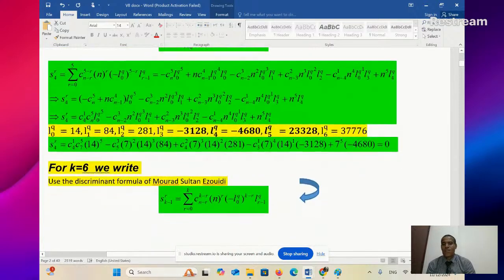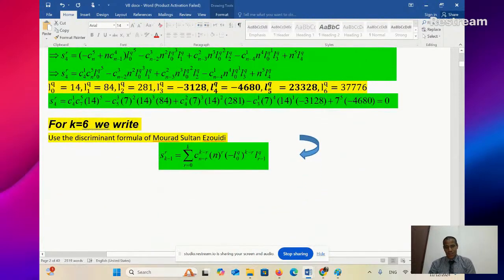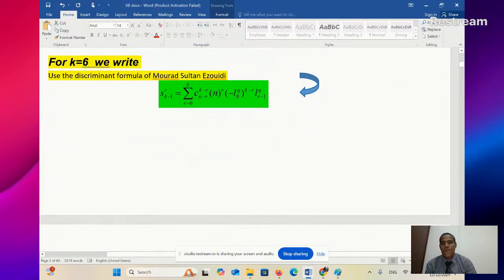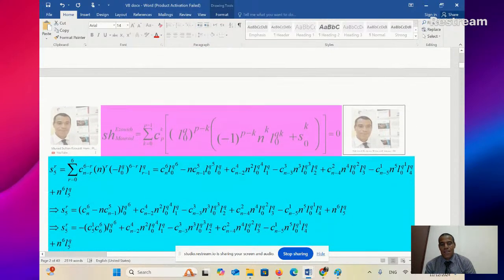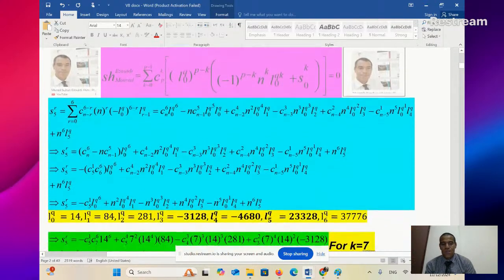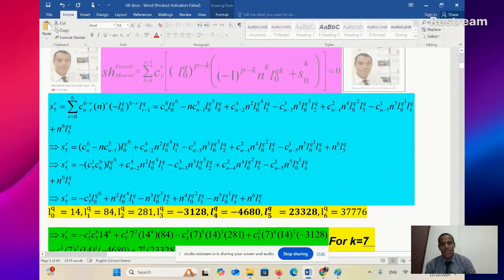Okay. Now, learners, we need also to find S5, okay, the sixth coefficient of your new 7-degree polynomial equation. To continue finding it, you should put k equals 6, okay, in the discriminant formula of Murad Sultan Ezouidi, the Tunisian mathematical researcher, and after substituting, it's a chance for you to apply this formula that will help you to find the coefficient of your new 7-degree equation and then continue solving.